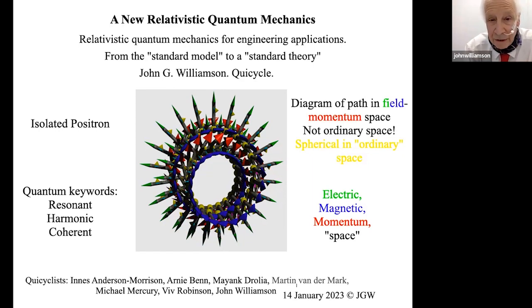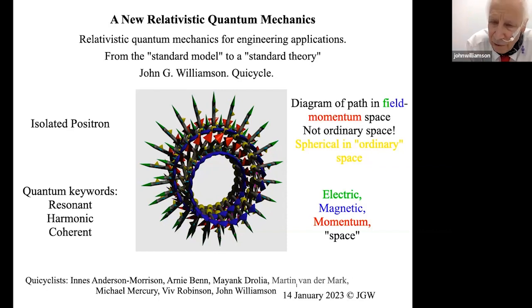So the green spikes sticking up and around all the way on the outside are the electric field of a localized photon, which is trapped within a self-reproducing quantum system. The blue arrows pointing towards you out of the screen are the magnetic field associated with that electric field and that trapped photon, where E cross B gives the Poynting vector, which is denoted by the red-headed arrows. Now, this is a diagram of a path in field. This is not a path in ordinary space. It's a path in field momentum space.